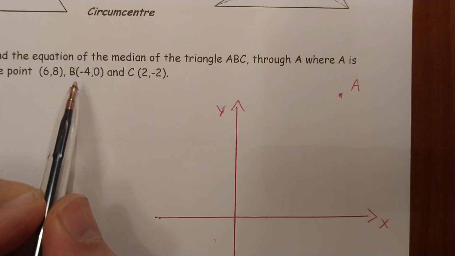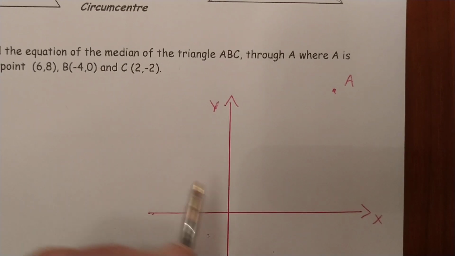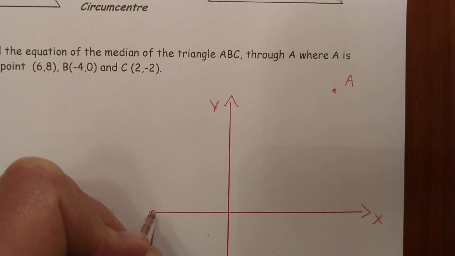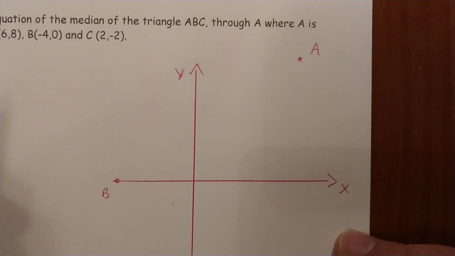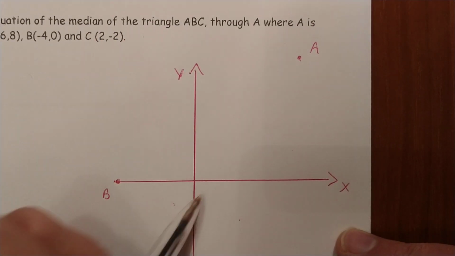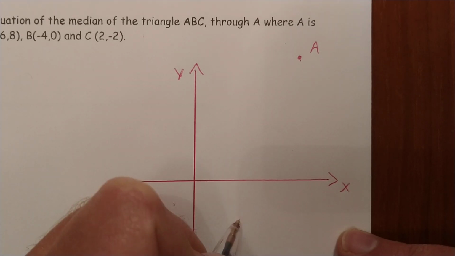B is (-4, 0). Oh, okay, so it's on the x-axis. So again, if that's 6 along there, I will say B is roughly here. So I'll call that point B. And C is (2, -2). So, if that's 6 along, about a third of the way down, something like here.